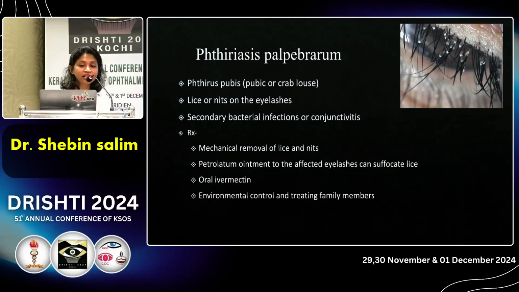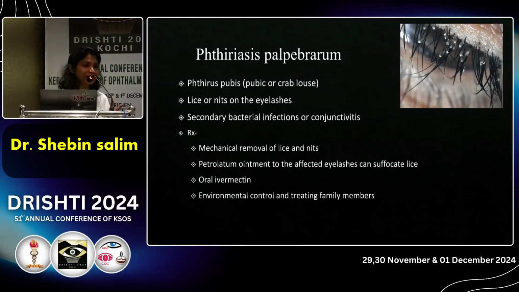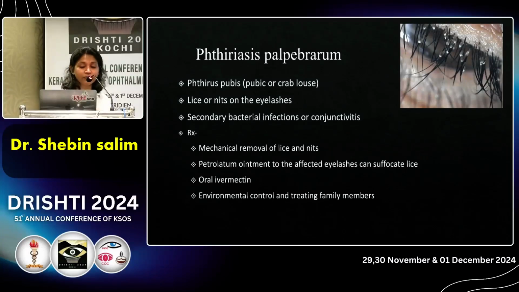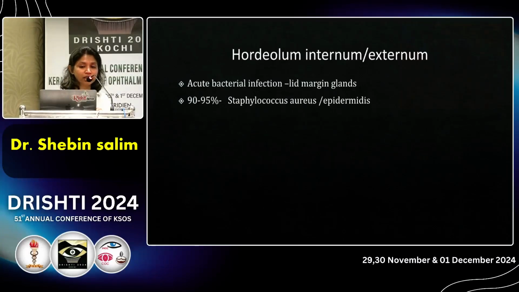Then regarding phthiriasis palpebrarum, this is pubic louse. When these patients present, we have to spend more time. Ideally we have to remove each louse and nit with a non-toothed forceps, and you can always give some topical ointment for lubrication. Oral ivermectin is also effective.